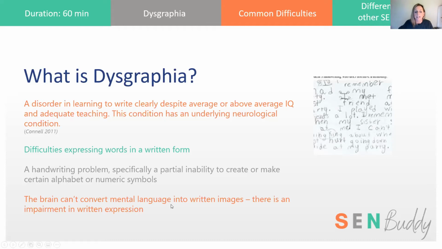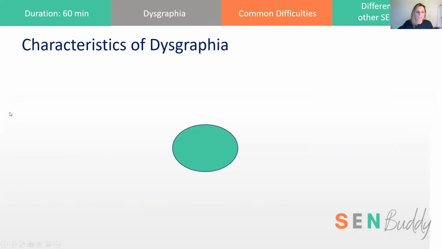Now that's really key. So it's an impairment in written expression. It's a handwriting problem. It's a difficulty expressing words in a written form. And it's somebody that has an average or above average IQ, and they've had adequate teaching and education throughout their lives. So I think those things are all really key and worth noting. So the sort of characteristics of dysgraphia, I'm going to come on to different parts of it in a minute. There's a lot to it, actually.